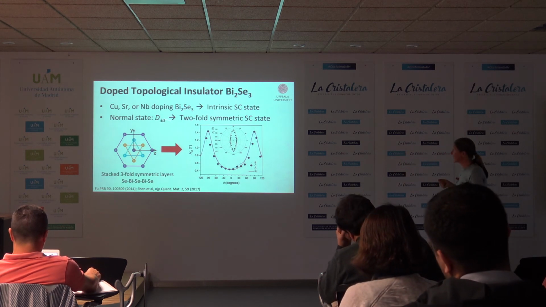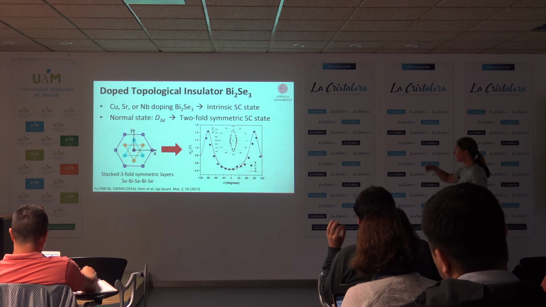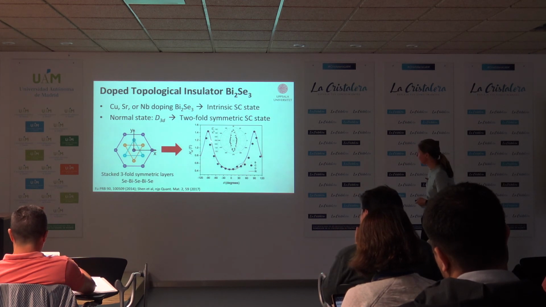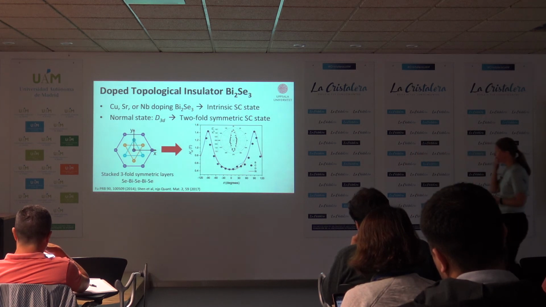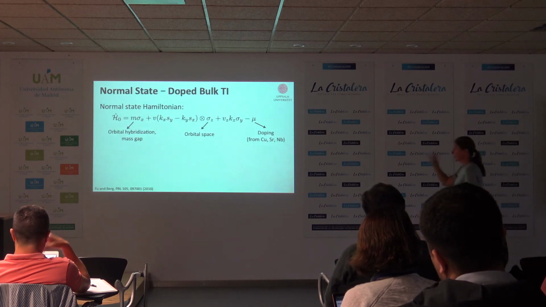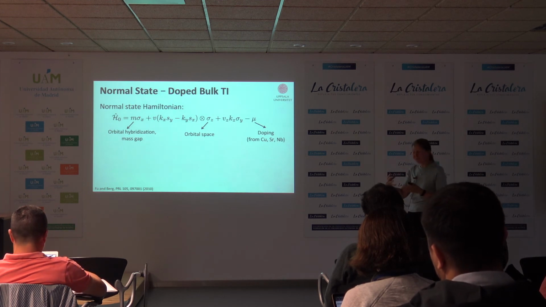The normal state belongs to the D3d symmetry group, so it has a threefold symmetry. Nonetheless, in the superconducting state, they measure a very clear twofold symmetry. This is just one of many examples. This is the upper critical field, and you see there's a clear twofold symmetry. This is a polar plot showing that there certainly is no threefold symmetry left here, but a twofold symmetry. Okay. Now, the question is, how do you work with this? Well, we take the simplest possible normal state Hamiltonian for this material. This would just be a doped topological insulator.